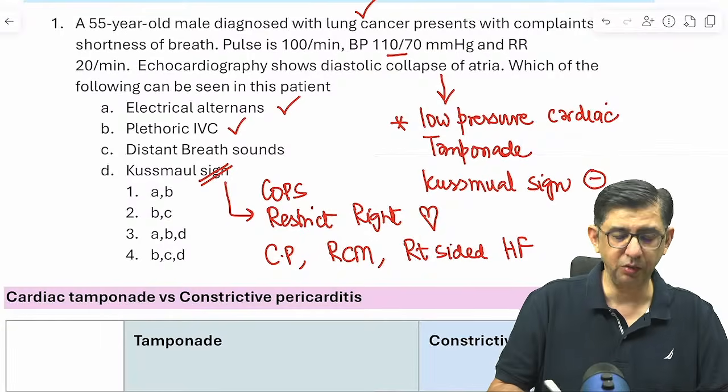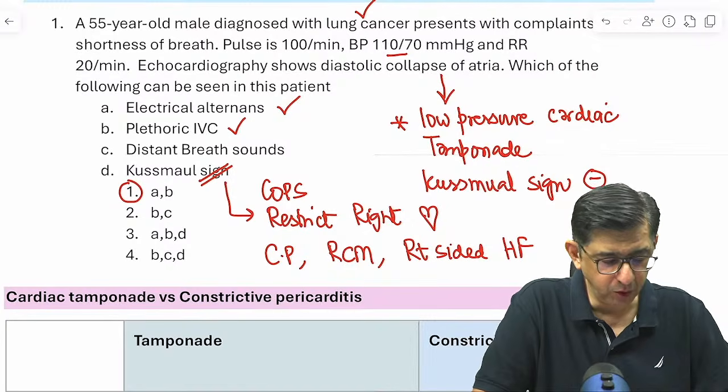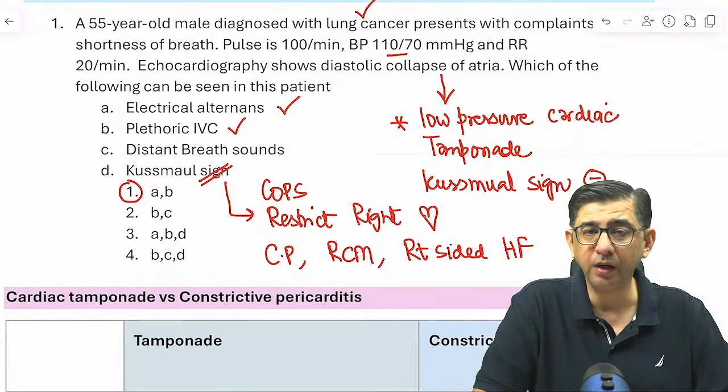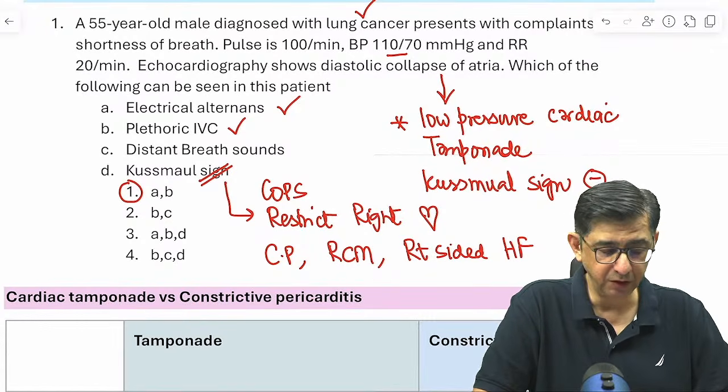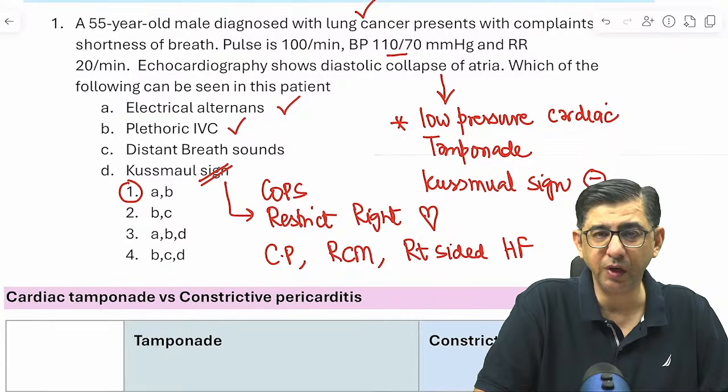The correct answer to the first question is option number 1 only. Only option A and option B are gonna be correct. So yes, guys, where do you get non-pulsatile elevated JVP? Very good. Dhanush was the first one to comment for this one.